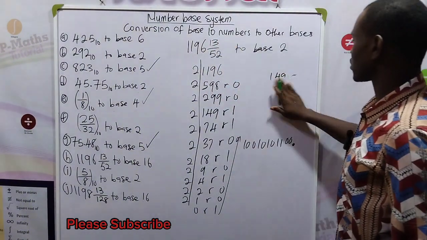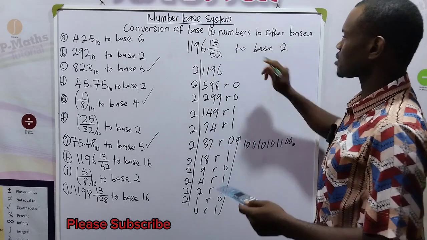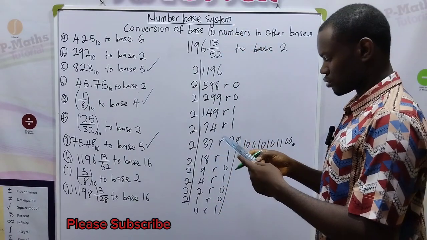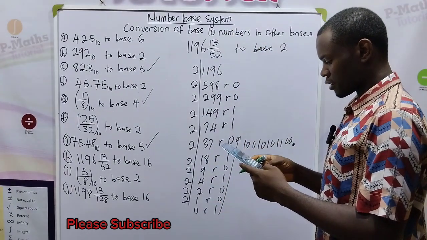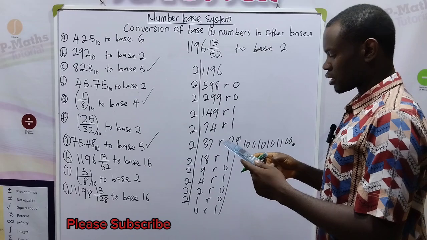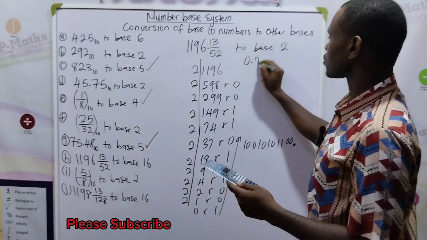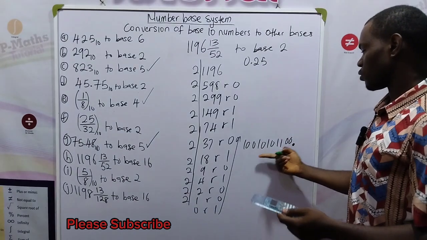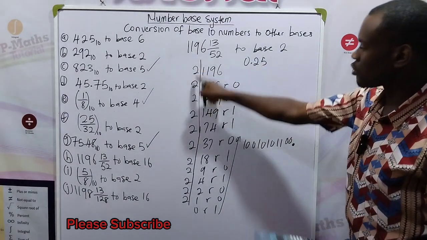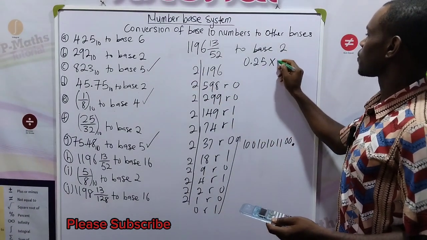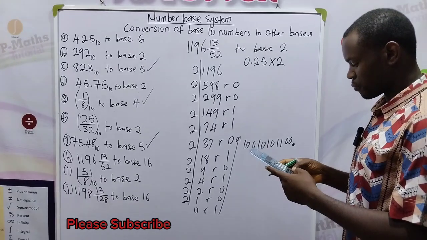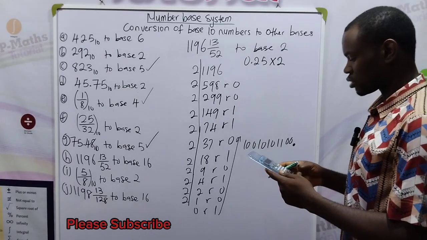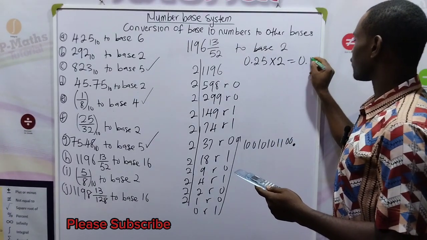So let's solve the fraction. To solve the fraction, the first thing I'll do is to divide 13 by 52. So 13 divided by 52, that is giving me 0.25. Now, can we get the decimal part of the answer? Use your divisor to multiply, which is 2. 0.25 times 2 is giving me 0.5.